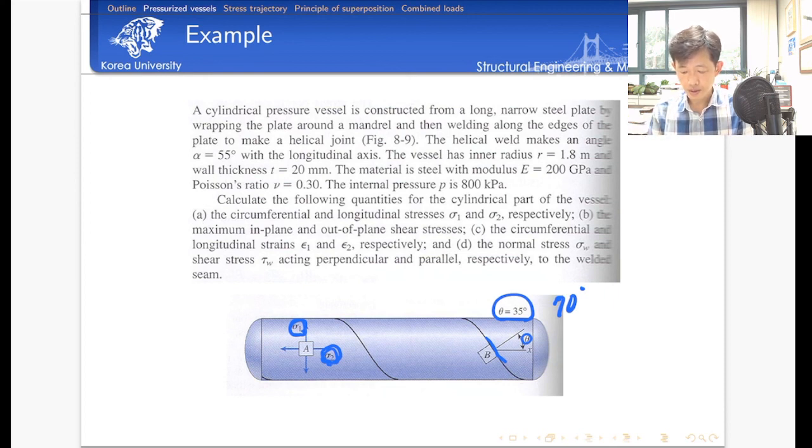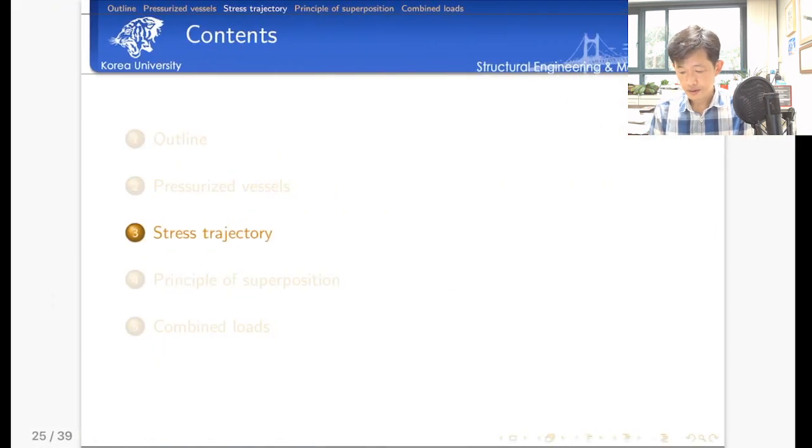And then you calculate the normal stress and shear stress using the Mohr circle. Or if you don't like that, you can use the stress transformation formula. Your result should be exactly the same as before. Okay. So let me stop my lecture here.